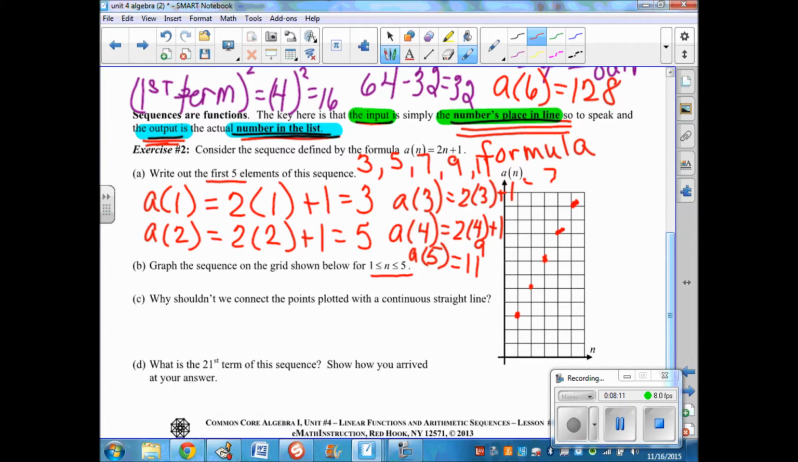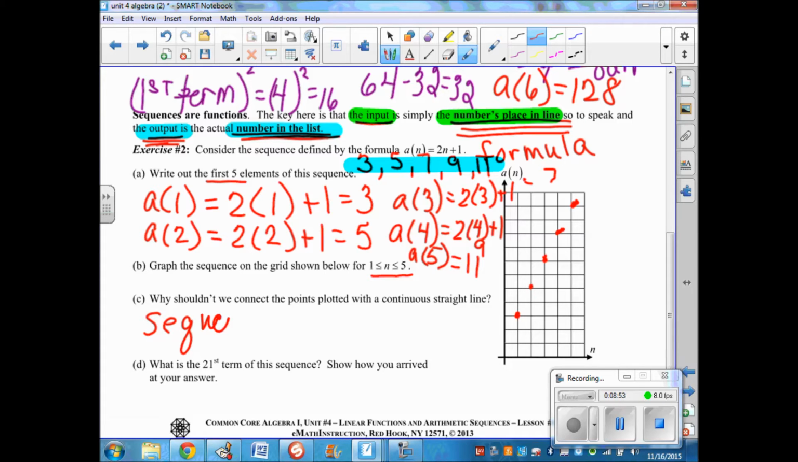So it says, why shouldn't we connect the points plotted with a continuous straight line? So let's think about what our outputs are right now. These are our outputs. I don't have a 3.5 in there. I didn't put a domain in there of 4.6, or 3.1. So it says, very mathematically, sequences are only defined for inputs that are positive whole numbers.